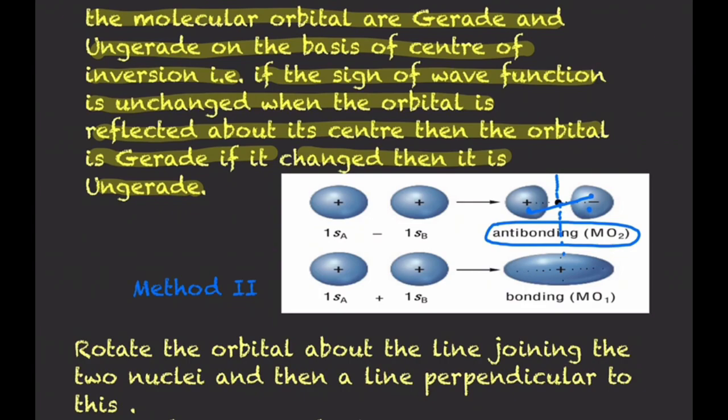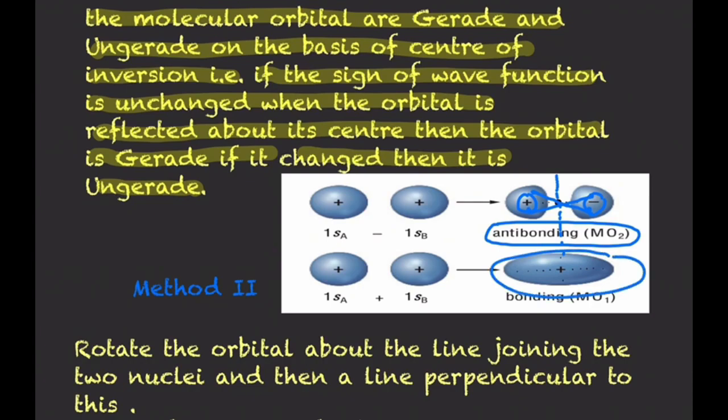The sign of the wave on the left hand side is positive, on the right hand side is negative. If I take any point and take reflection of that through this point, and the sign changes, we'll say that it is ungerade. So by this logic, find the center of the molecular orbital, take a point on the left hand side and take a reflection on the right hand side, and if the sign of the wave changes, then it is an ungerade molecular orbital, not anti-bonding, it is ungerade. If the sign does not change, it will be gerade.